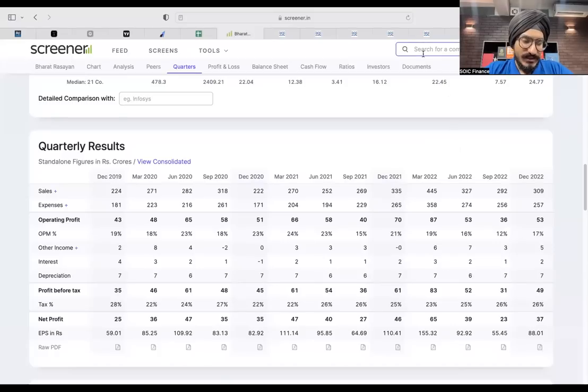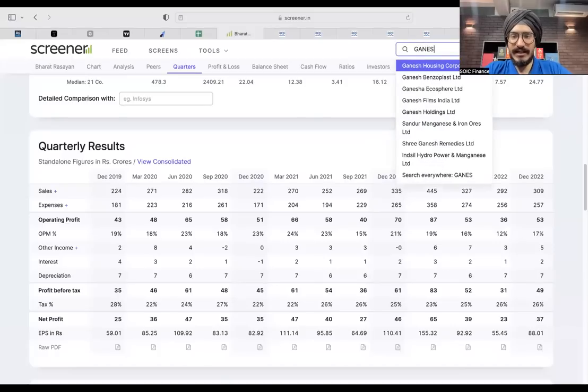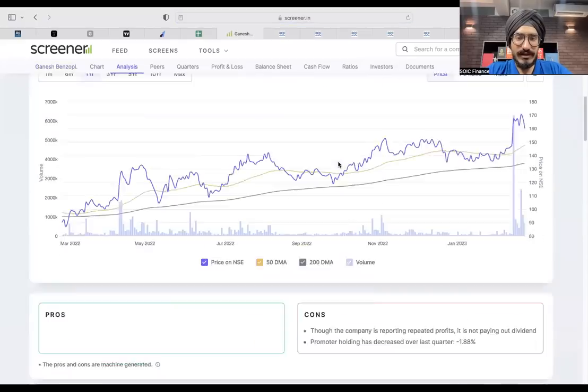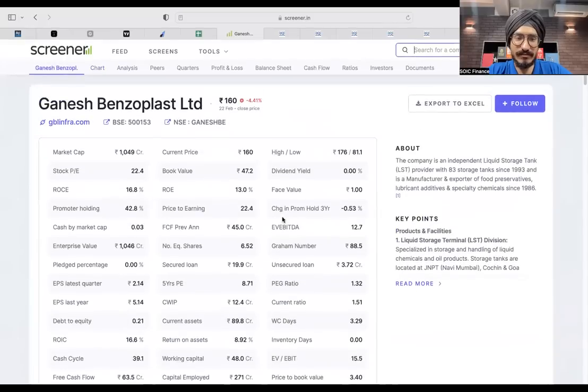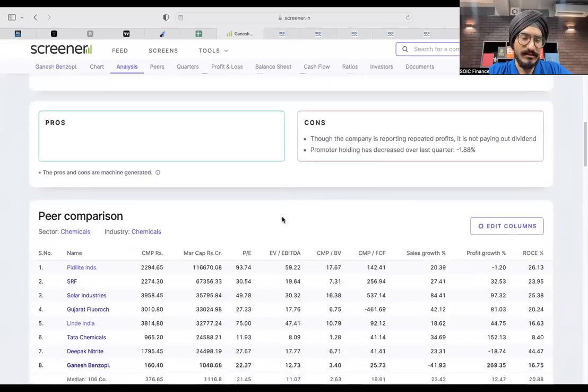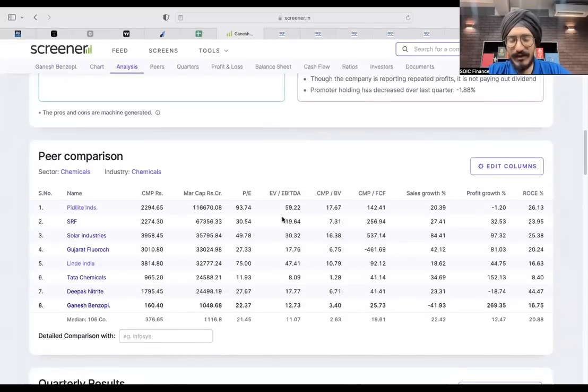Yeah, I've seen Malabar buy Ganesh Benzoplast and stuff. That is what I've seen them buy. It is poor man's Aegis Logistics, basically Ganesh Benzoplast. I still think there are better opportunities in my existing portfolio. This is why I'm not too keen on it.